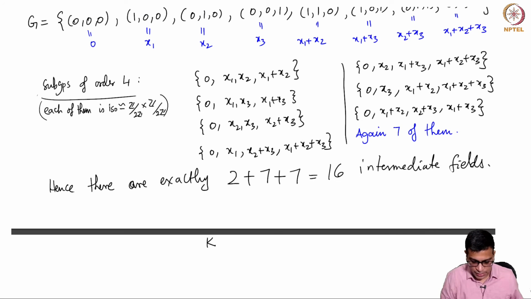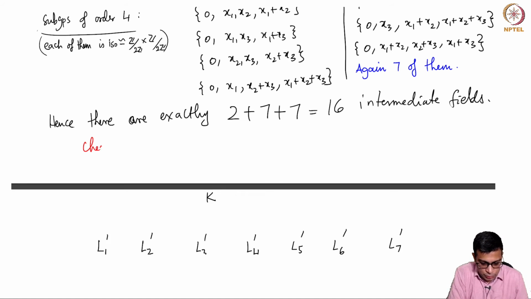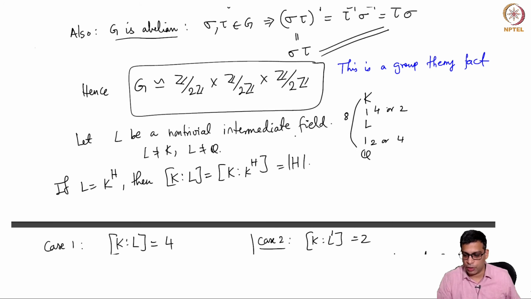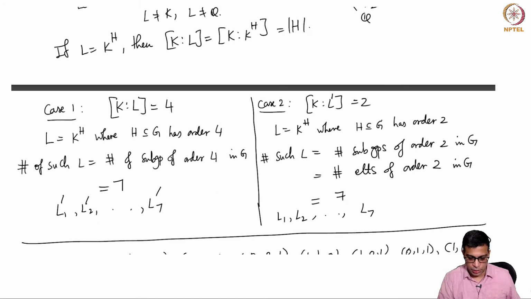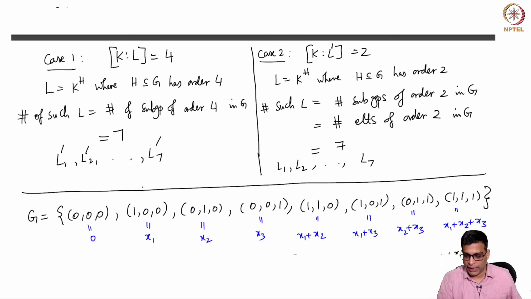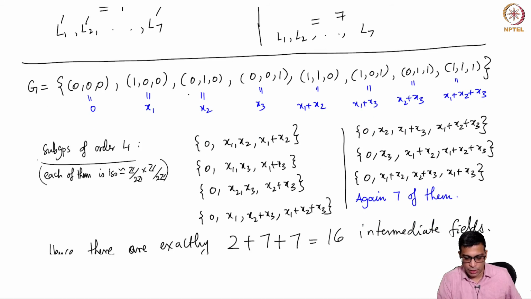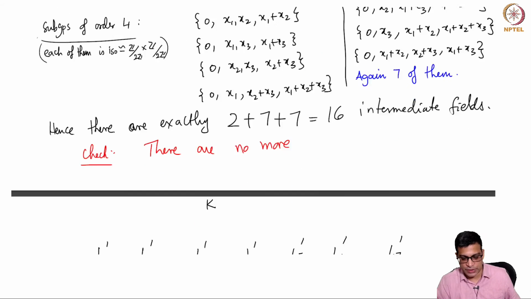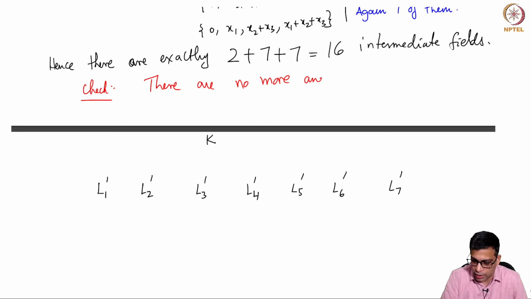Okay, so before I write this, it's clear that there are no more. And these are all different, 16 different. First of all, these are all different because their degrees are different. And K is of course not equal to any of the Li primes or Lis. And similarly, Q is not equal to any of these. And any Li prime is not equal to any Lj for degree reasons. And now among the Lis, they are all distinct because the corresponding groups are distinct. Similarly, among the Li primes, there are no common ones. So there are no more, and these 16 are all distinct.